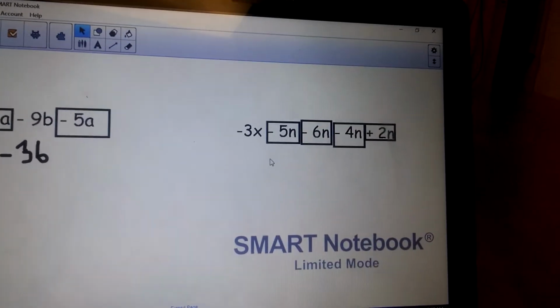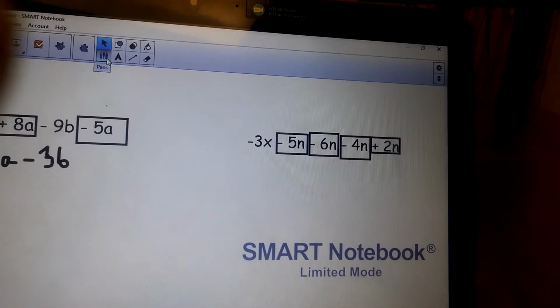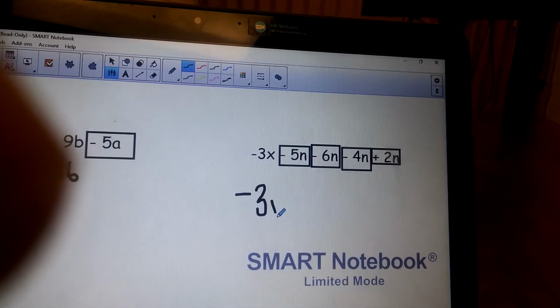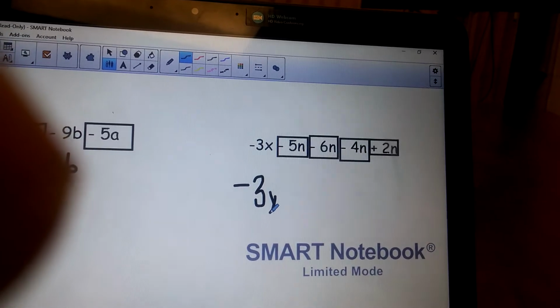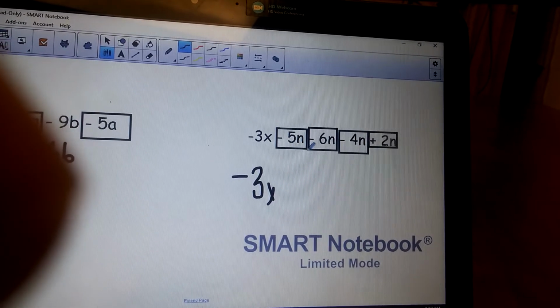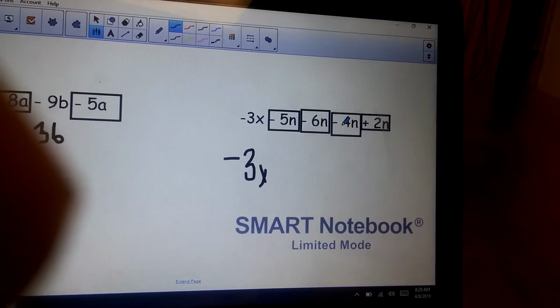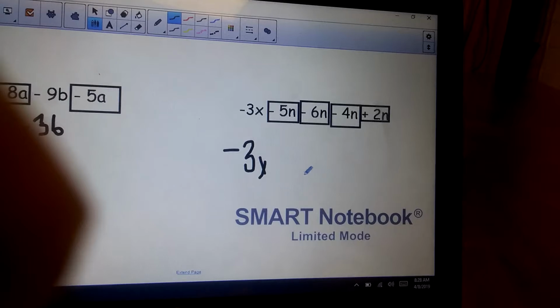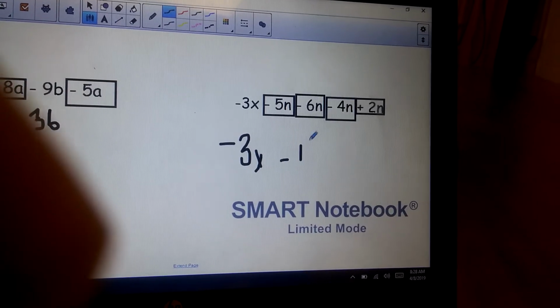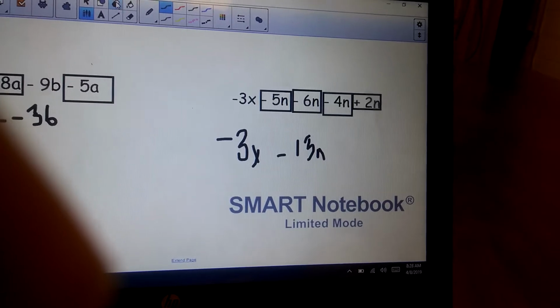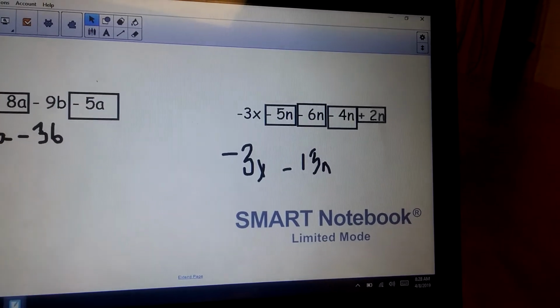So the negative 3x is the only x, so it's going to stay exactly where it's at. There's nothing to combine it with. Then you have negative 5n minus 6n is negative 11. Negative 11 minus 4 is negative 15. Negative 15 plus 2 is negative 13, so negative 13n. When you combine like terms, the most important thing is to code.